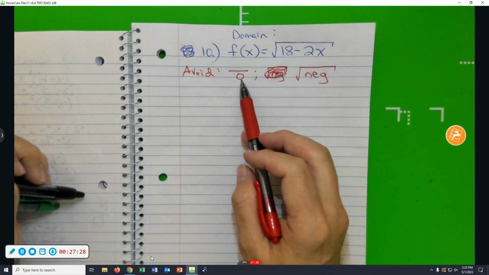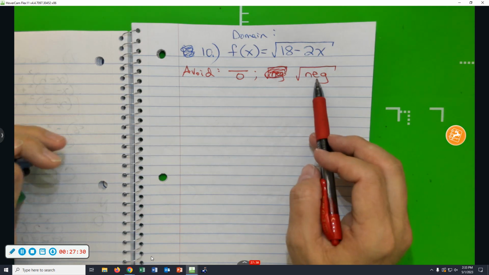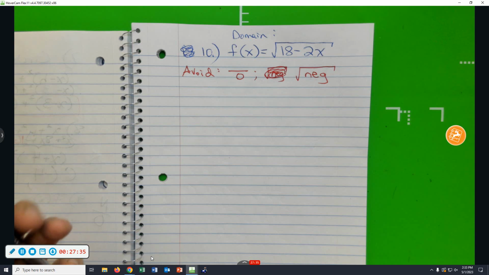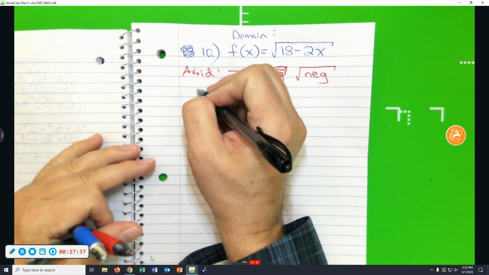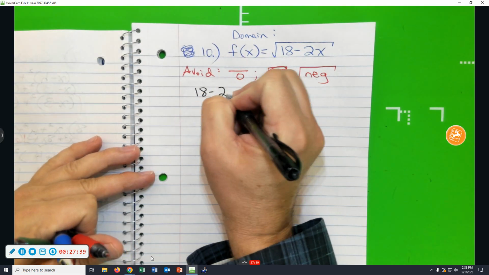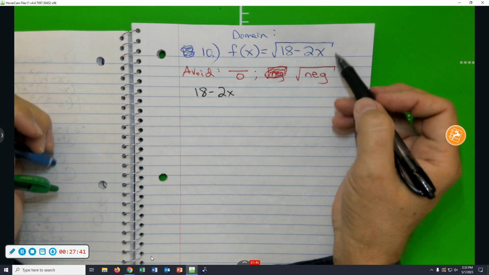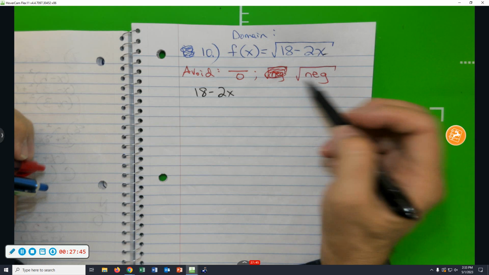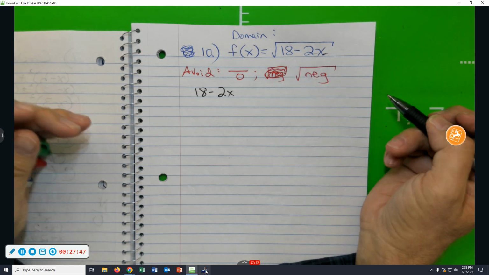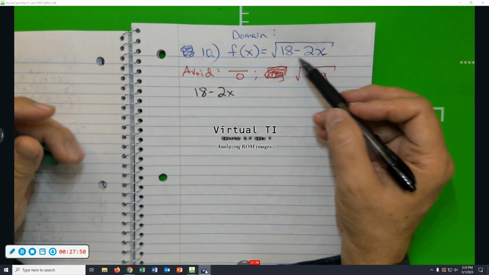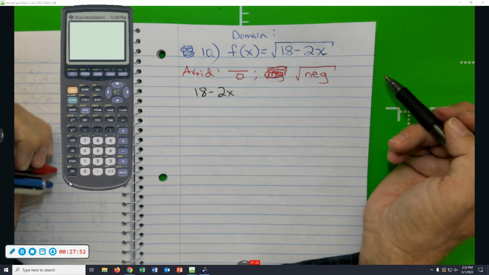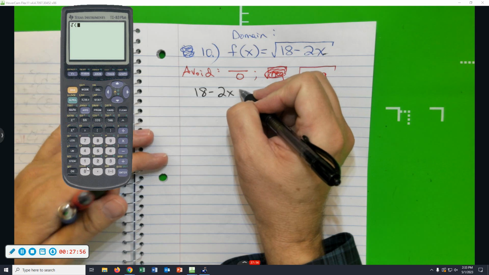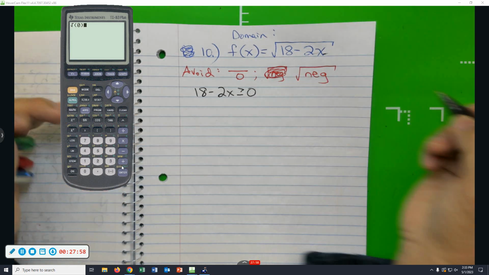You want to avoid denominators of 0. You want to avoid square roots of negatives. So when you see a square root, you think to yourself, 18 minus 2x can't be negative. Could this thing under here be 0? Is it okay to have a 0 under a square root here? If that equaled 0 underneath, what's the square root of 0? 0, that's fine. So that has to be greater than or equal to 0.